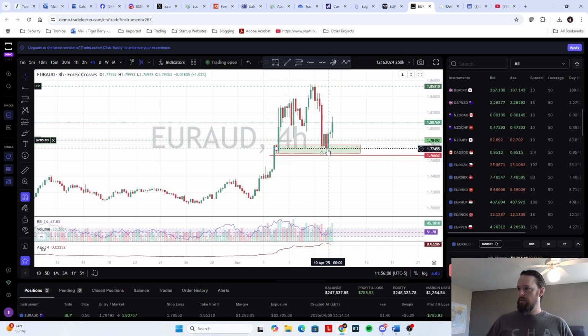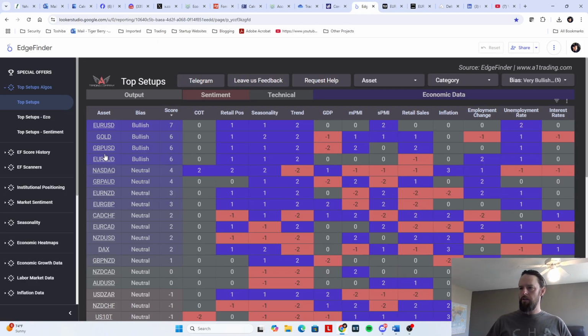So it didn't. It did what I expected because the fundamentals were good. Okay, if you remember, I talked about this edge finder the other day. Look, Euro Aussie dollar right there. It's giving me a bullish signal because of the retail position, the retail sentiment, the retail traders. Okay, they all think this is going down, so they're all short selling this thing. Well, I'm gonna observe the masses and do the opposite.